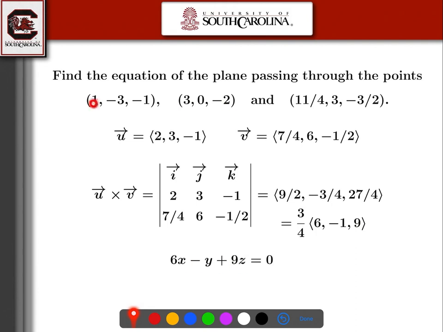So I get 6 times 1 is 6, plus 3 is going to be 9, minus 9 is 0. So if I plug in 1, minus 3 for y, and minus 1 for z, I'm going to end up getting 0. The same thing here, I could have 18 for 6 times 3, 0 won't make any difference for y. We'll have minus 18 for 9 times z. That'll give us 0. You can also use this point, but it'll be a little bit messier. So 0 is the right constant there, and we see then that this plane equation has to be 6x minus y plus 9z equals 0.